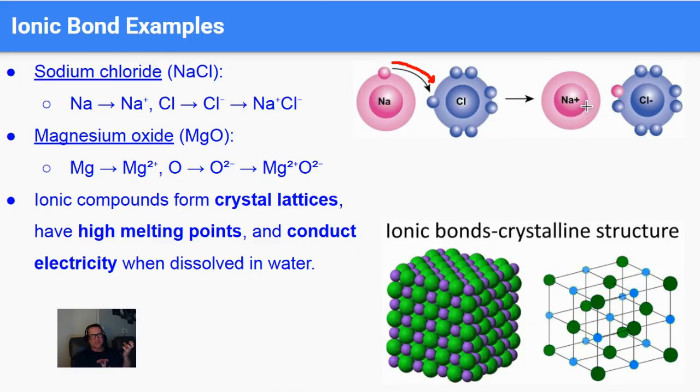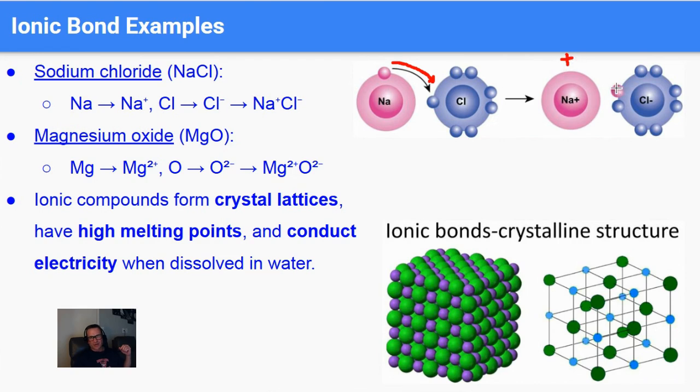Once that happens, the next energy level, the next electron shell for sodium, is going to be filled. And now chlorine, since it took the 1 valence electron from sodium, has 8. So now it's stable with a full outer shell of 8 valence electrons. Sodium, since it gave up one of its electrons, now has 1 more proton than it has electrons, so it's going to have a positive charge.